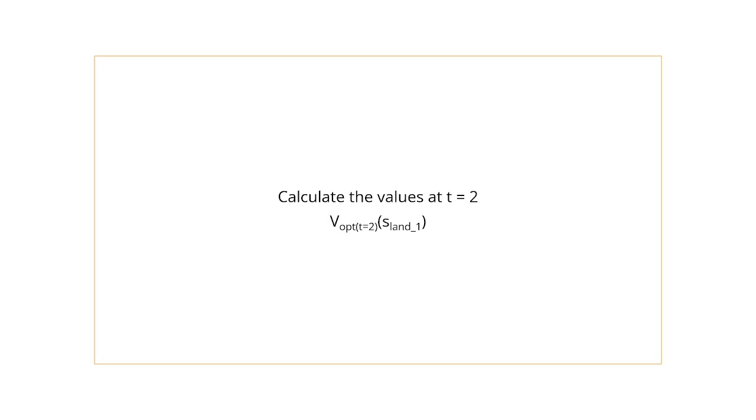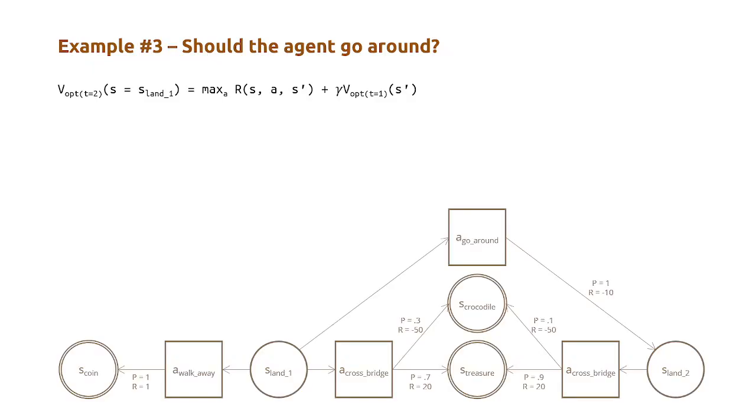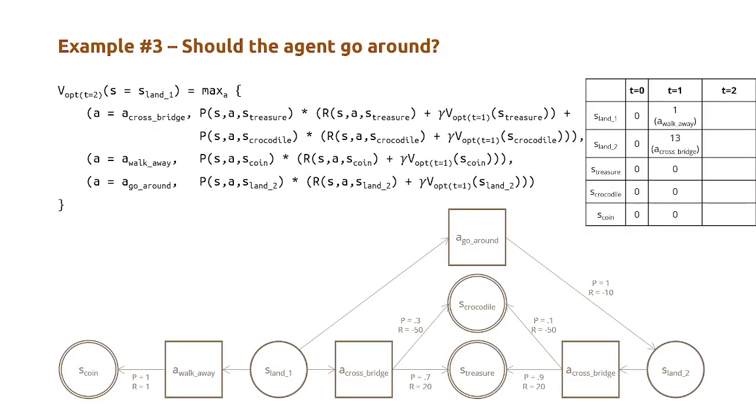Calculate again the optimal value of S land 1 at t equal to 2. Okay, next. What's the probability of going to the treasure when crossing the bridge? It is 0.7. Reward is 20. Gamma of 0.9.